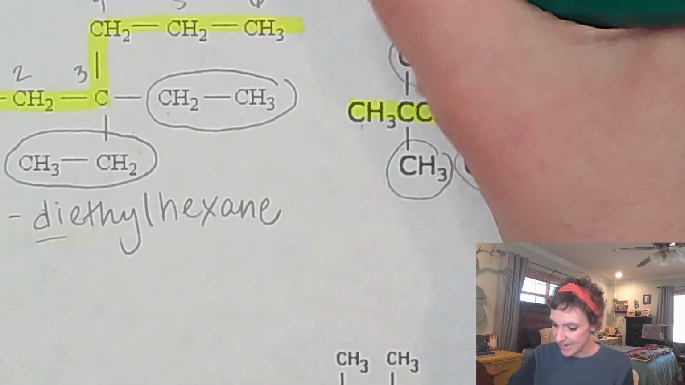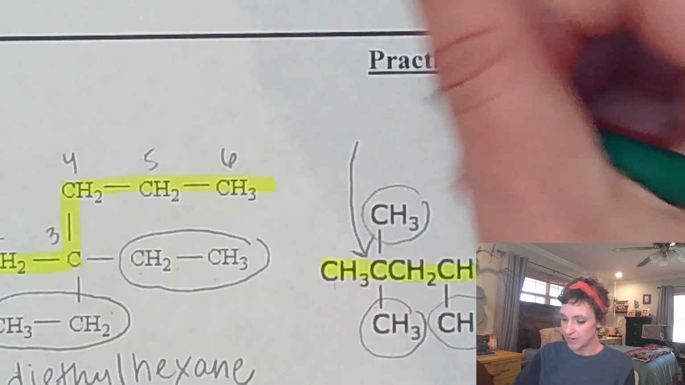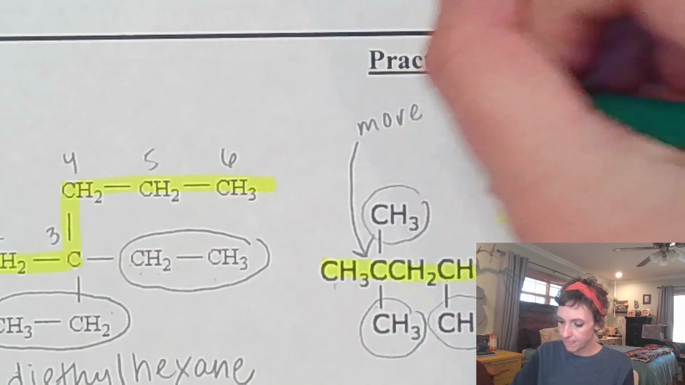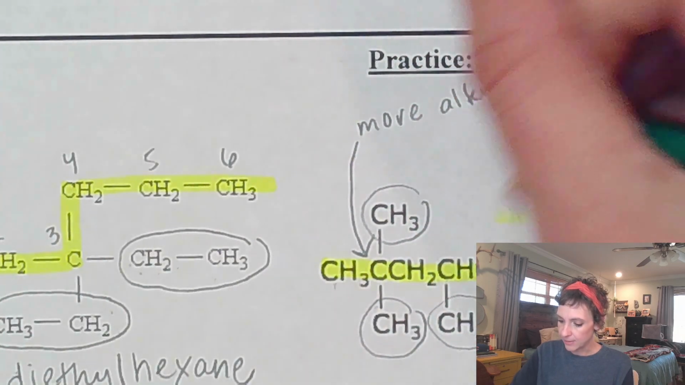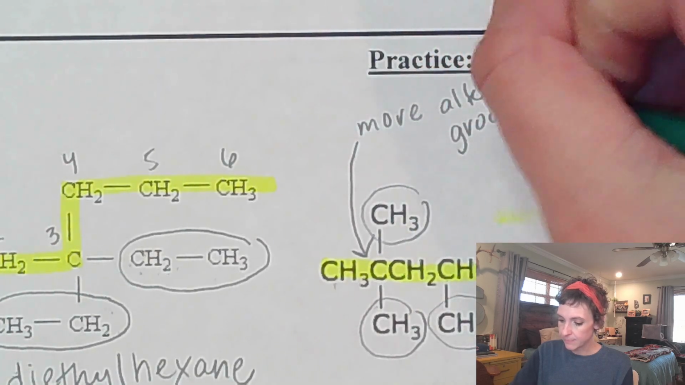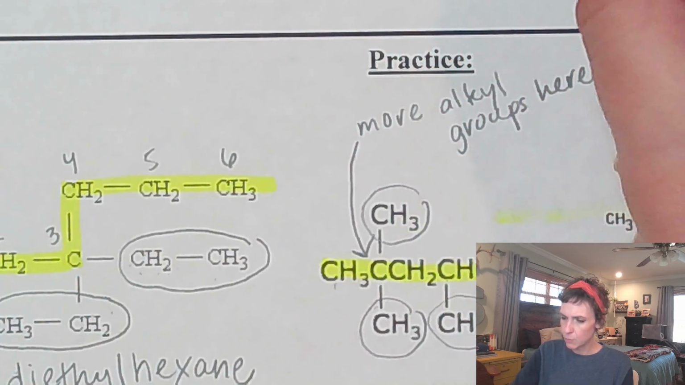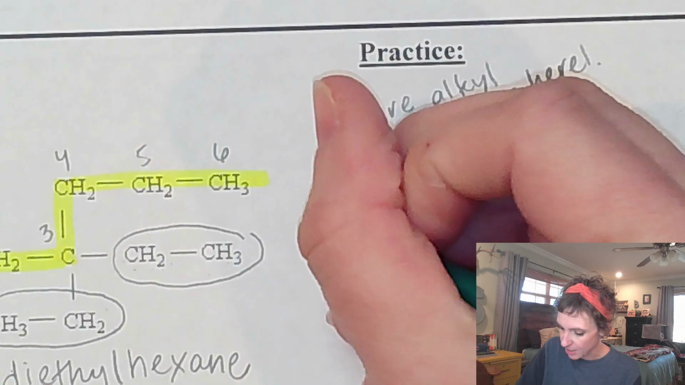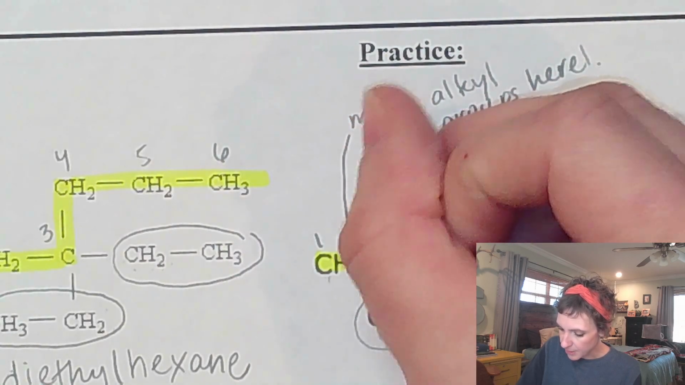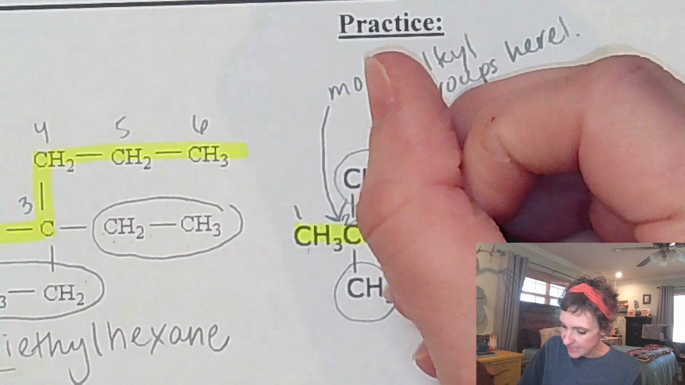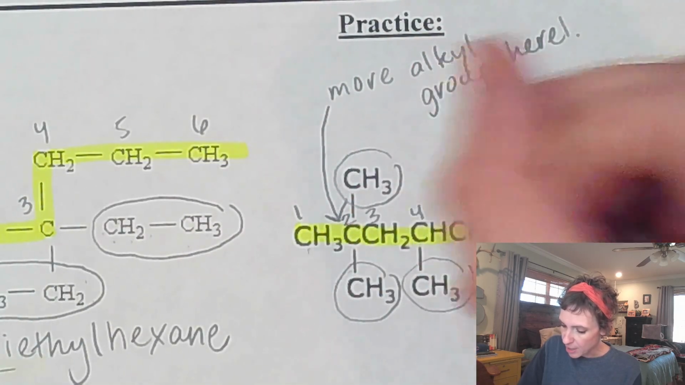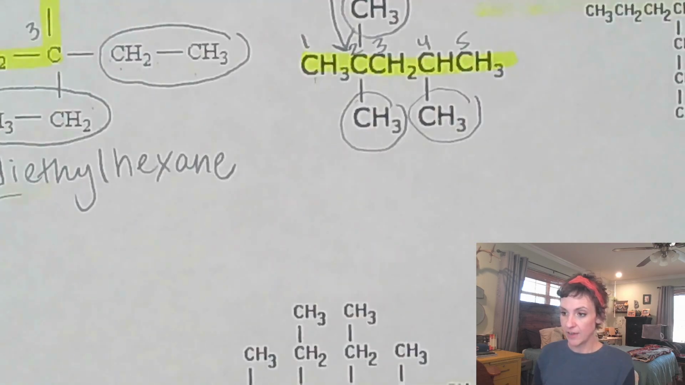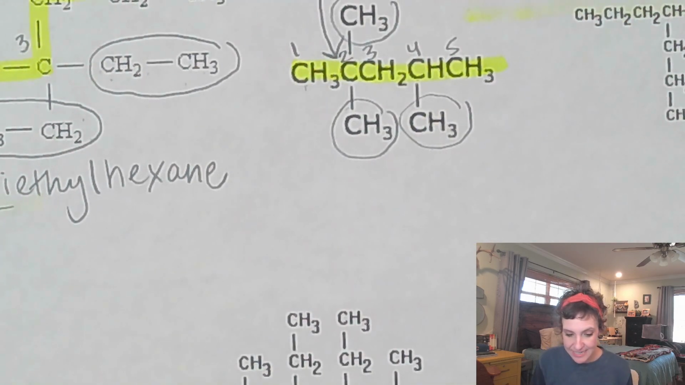Okay, so just since this is for our notes page, we're going to say more alkyl groups here. More alkyl groups here. So that means I'm going to be naming this guy carbon 1. This guy will be carbon 2. It's hard to see. This guy will be carbon 3. This guy will be carbon 4. And this guy will be carbon 5. Awesome. Now I'm ready to start naming.